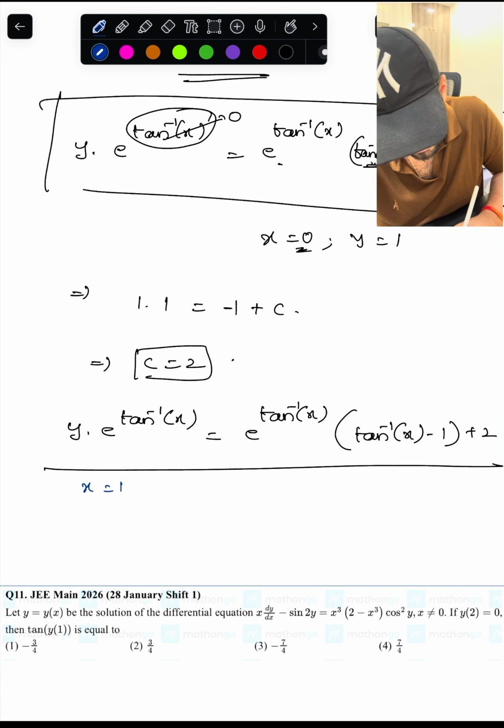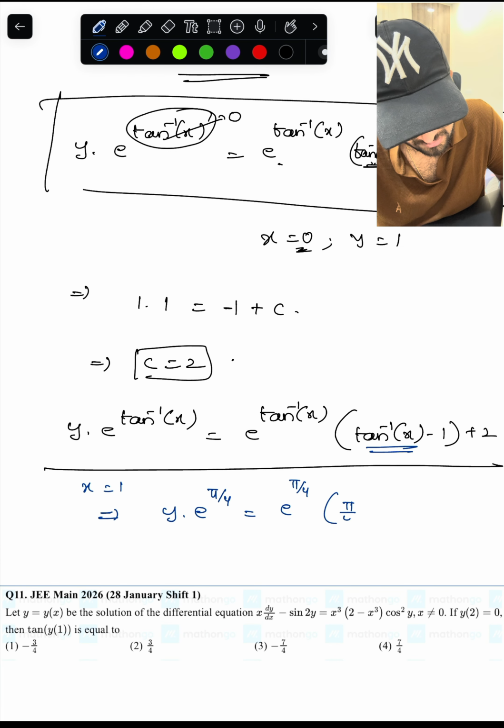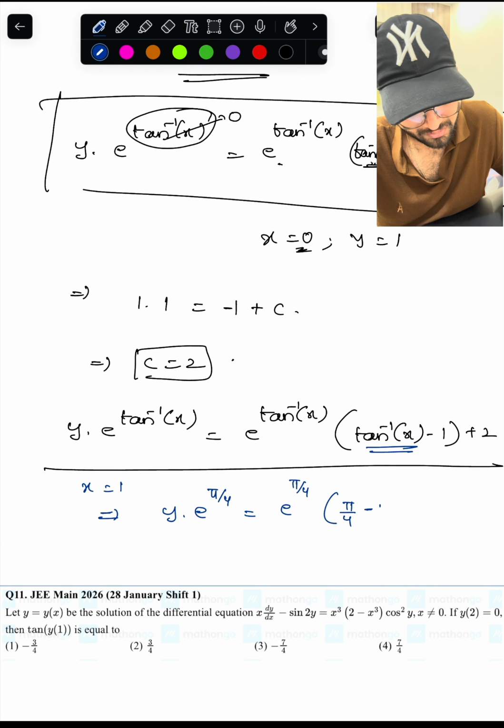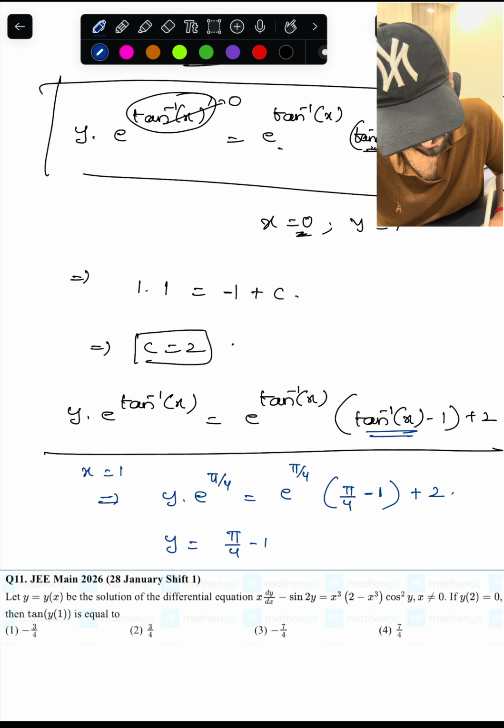That means x equals 1, we need to substitute. So if you substitute x equals 1, y into e power pi by 4 equals e power pi by 4 into (tan inverse 1, which is also pi by 4, minus 1) plus 2. So you will be getting y equals (pi by 4 minus 1) plus 2 by e power pi by 4.